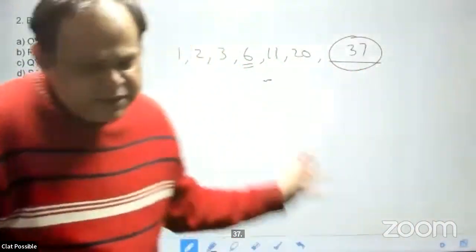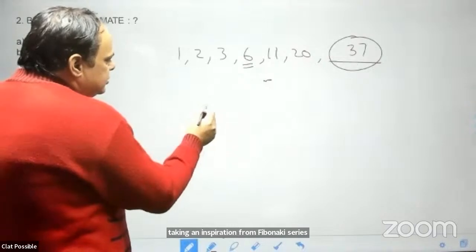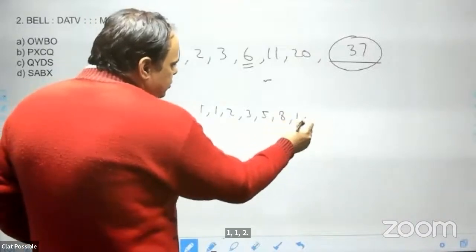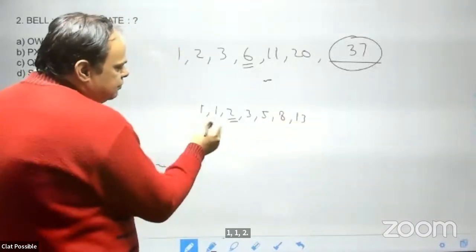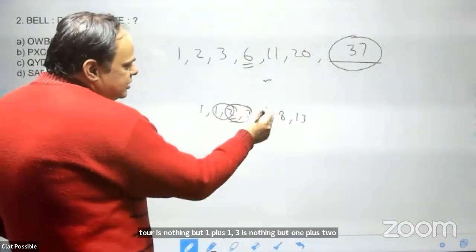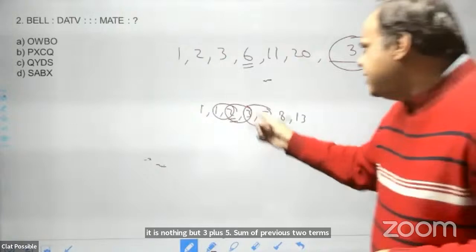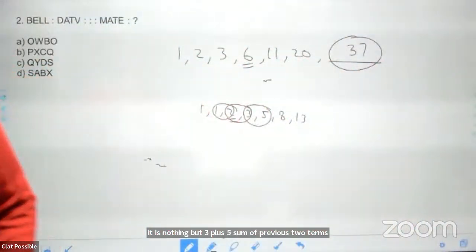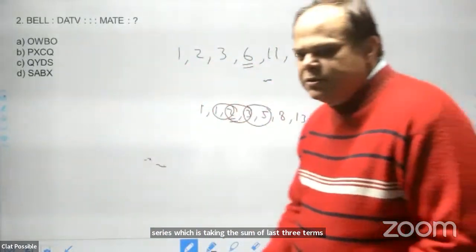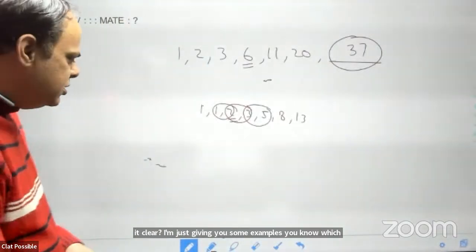So basically, I made this series taking inspiration from the Fibonacci series. In the Fibonacci series, you know, it is 1, 1, 2, 3, 5, 8, 13, and so on. This 2 is nothing but 1 plus 1, 3 is nothing but 1 plus 2, 5 is nothing but 2 plus 3, 8 is nothing but 3 plus 5. Sum of previous two terms. That is the Fibonacci series. So from there I made this series, which takes the sum of the last three terms. Is it clear? I'm just giving you some examples in which you can see some variance, not the usual type of pattern.